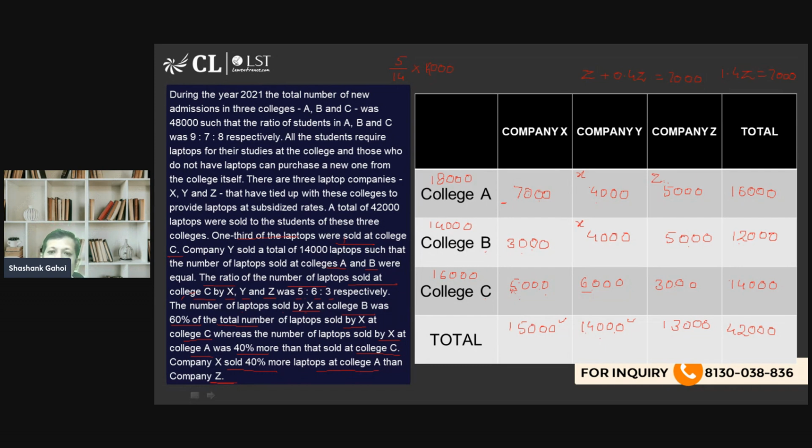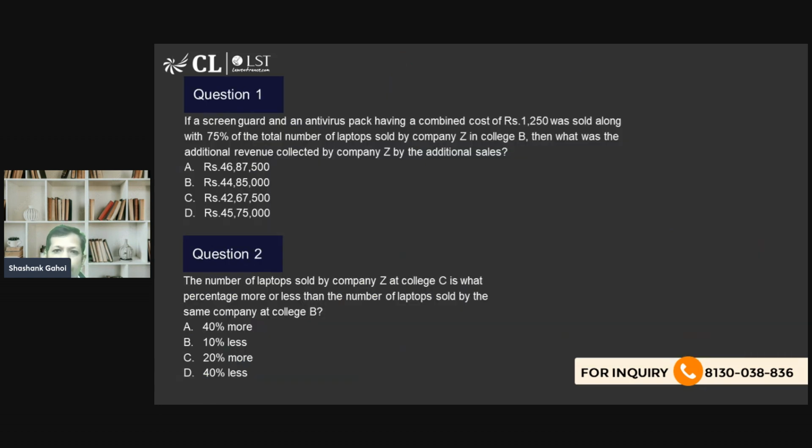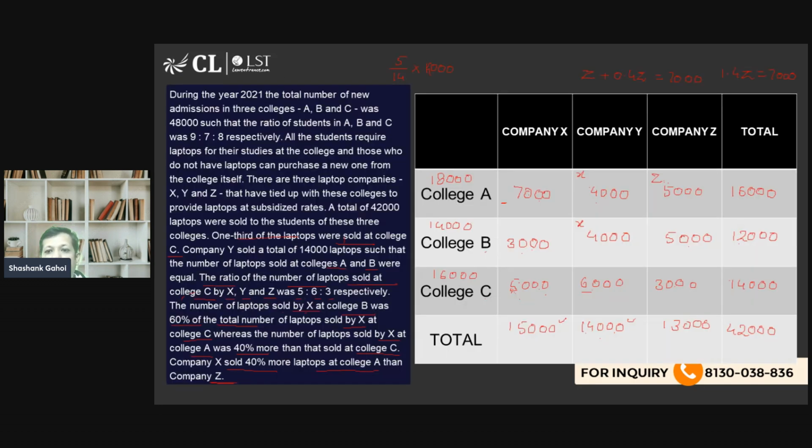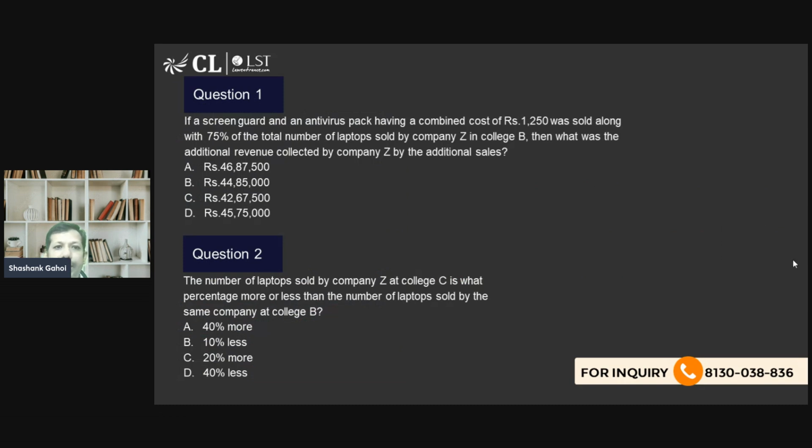Is there any value that's missing in the table? No. Have we got all the values? Yes. Now can we approach the question? Yes. Now let's look at the questions. If a screen guard and an antivirus pack having a combined cost of 12,500 was sold along with 75% of the laptops sold by Z in college B. In college B, company Z is selling 5,000 laptops.